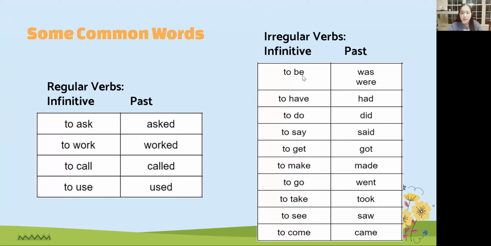To be becomes was or were. So I was doing this, or they were doing something else. And then have would turn into had. Do turns into did. Say, said. Get, got. Make, made. Go, went. Take, took. See, saw. And come, came. So these are some irregular verbs that are common that you just need to memorize.